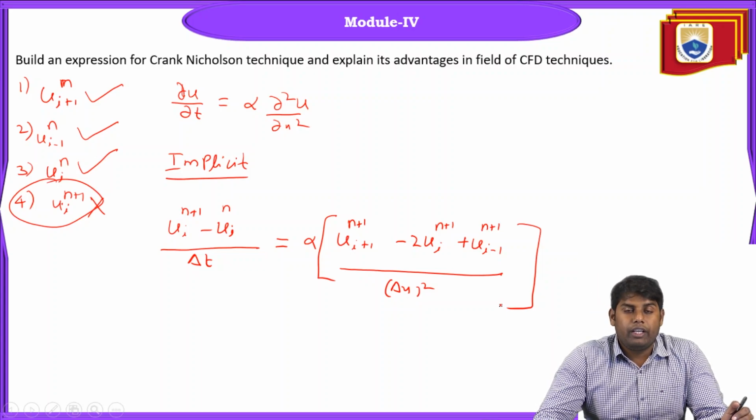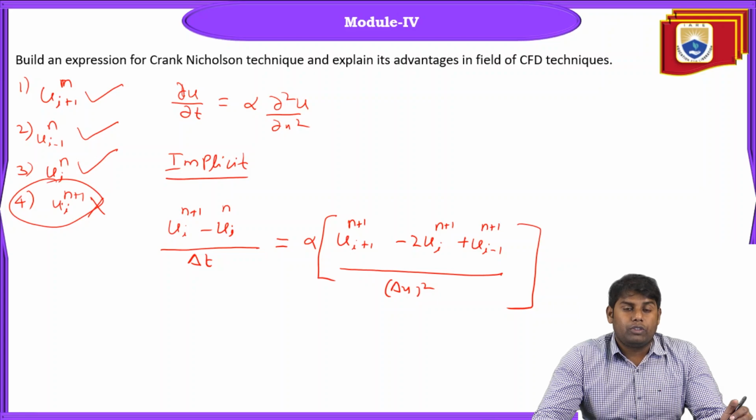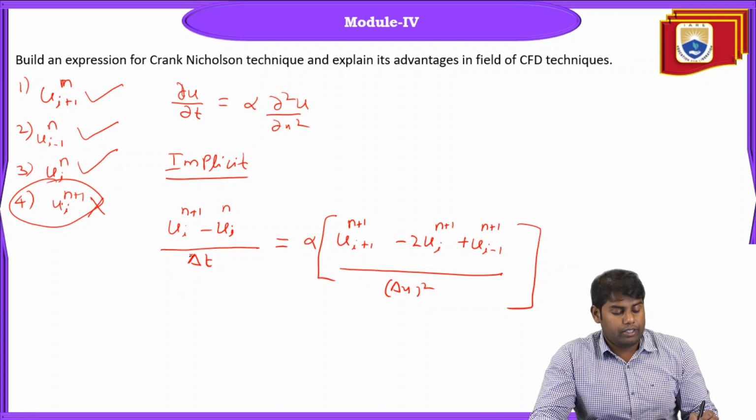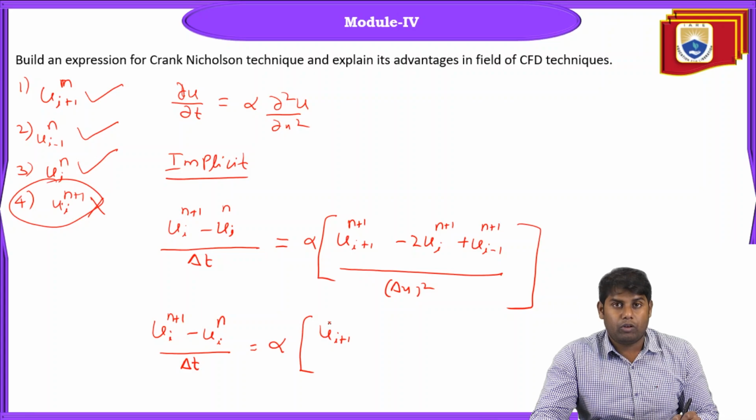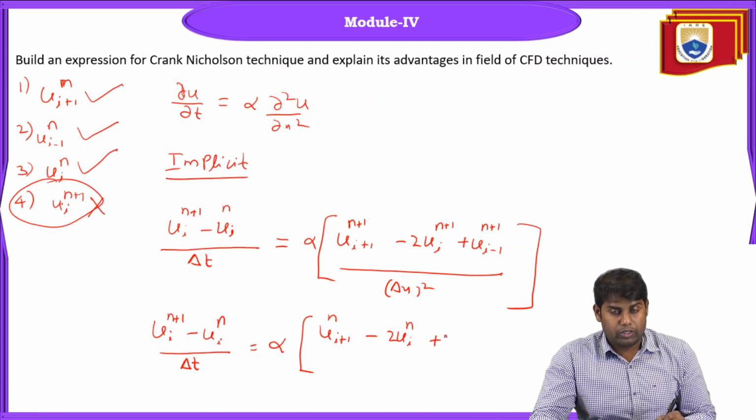Here for the explicit we have only one unknown, for implicit we have more unknown values. So let us write the explicit equation beneath the implicit equation. u of i to the power of n plus 1 minus u of i to the power of n divided by delta t is equal to alpha into u of i plus 1 to the power of n minus 2 u of i to the power of n plus u of i minus 1 to the power of n, divided by delta x square.